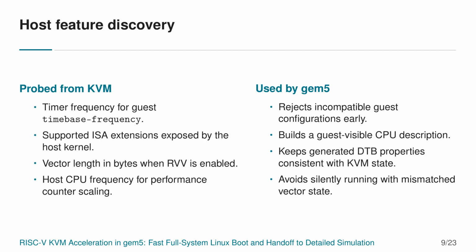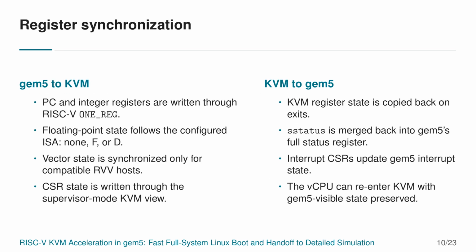It reads the KVM timer frequency, supported ISA extensions, vector length when RVV is enabled, and host CPU frequency for performance counter scaling. gem5 then uses those values to reject incompatible configurations early and to generate a DTB consistent with the KVM vCPU state. So state moves in both directions.